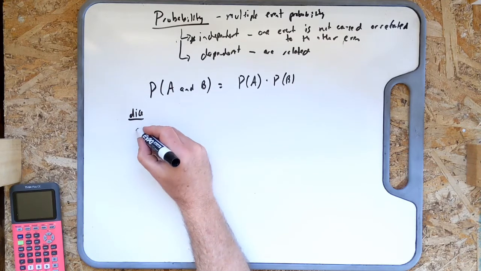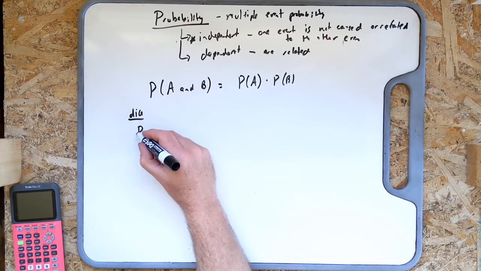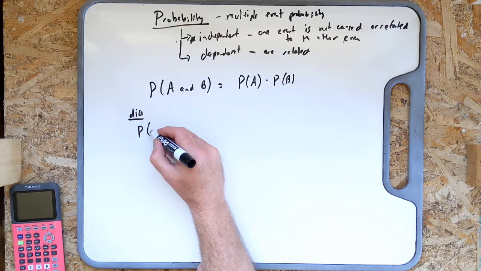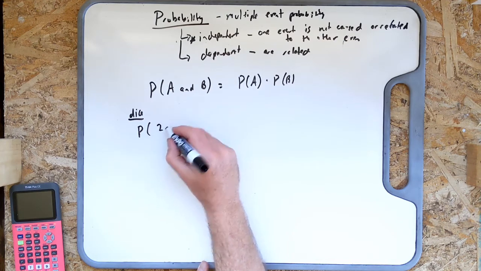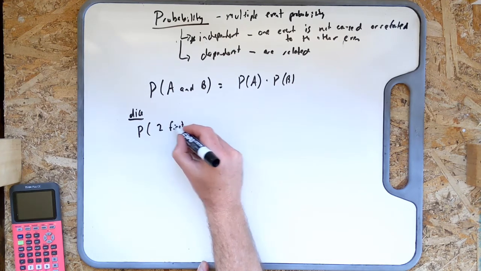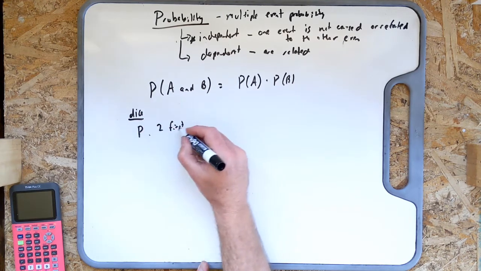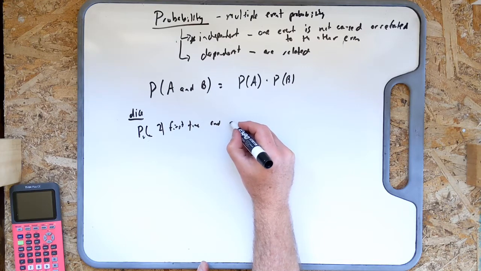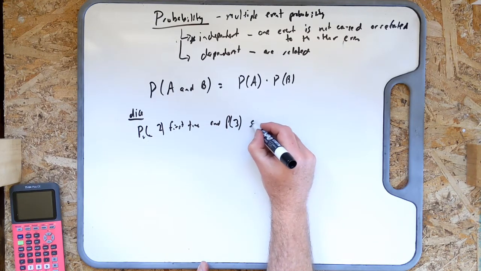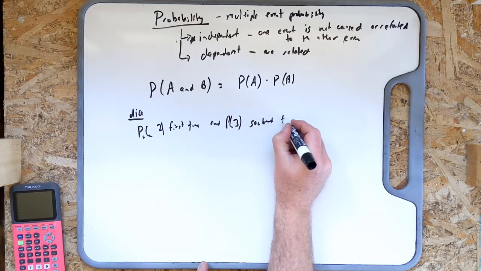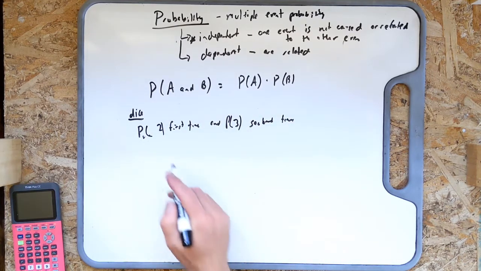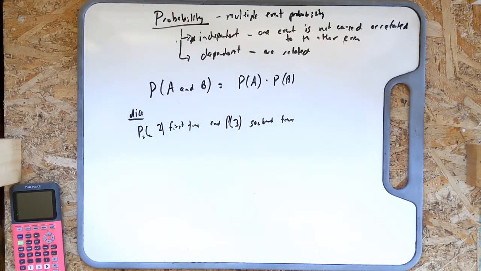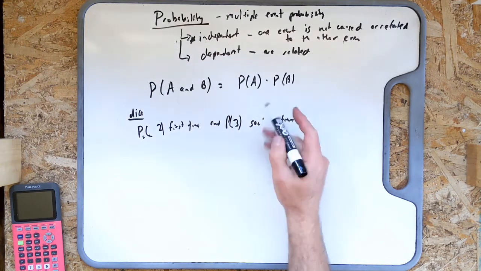So I'll give you an example of this. What is the probability of getting a 2 the first time you roll a dice, and a 3 the second time? So you're going to roll a dice. You want to get a 2 the first time, a 3 the second time.